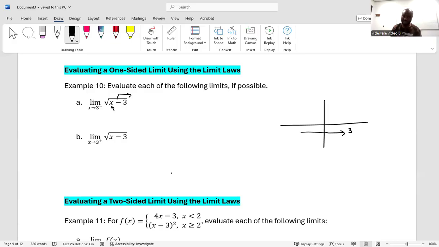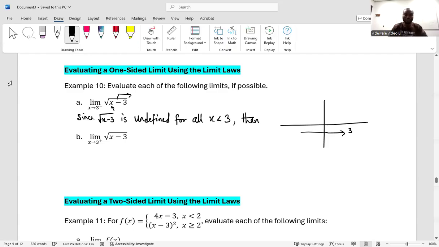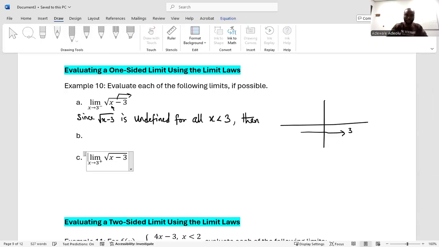We don't want that. So we claim that since the function we have is undefined for all x less than 3, for all x less than 3, that is from the left, then it only means one thing. It only means one thing.